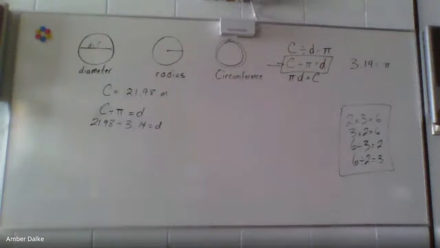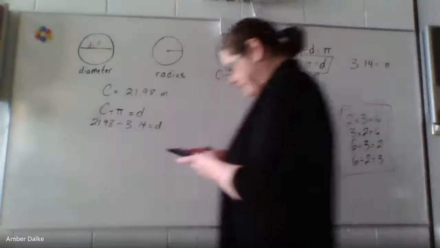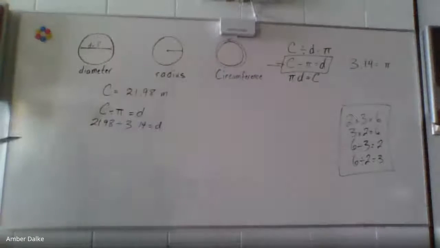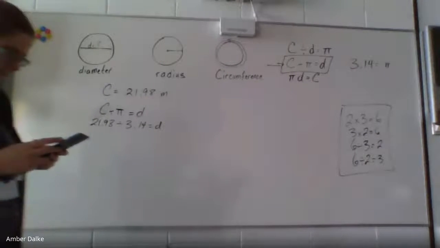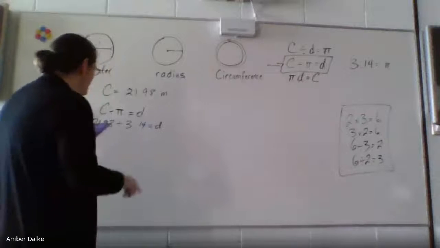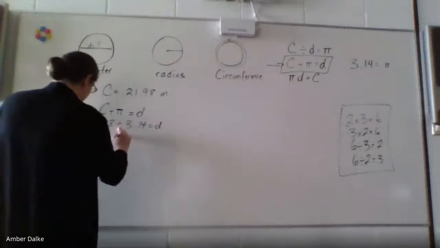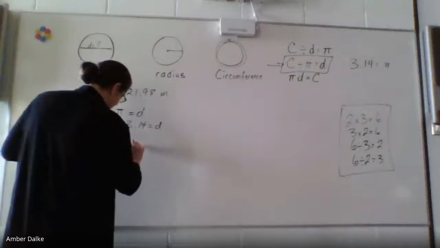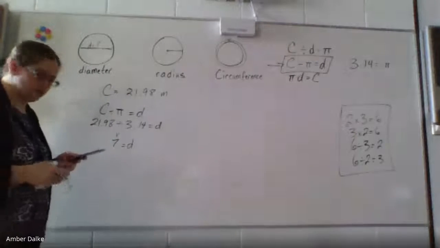Here it is. 21.98 divided by 3.14. Ha, my memory didn't let me down. It's a nice even answer. So when you do this, the answer works out to 7. Okay, so our diameter would be 7.